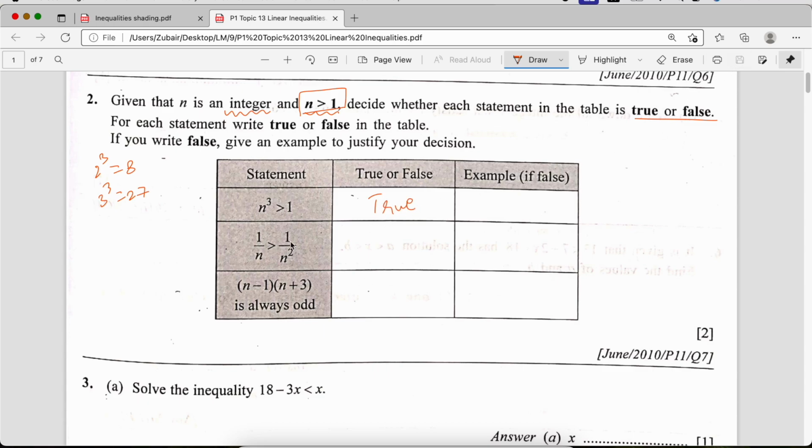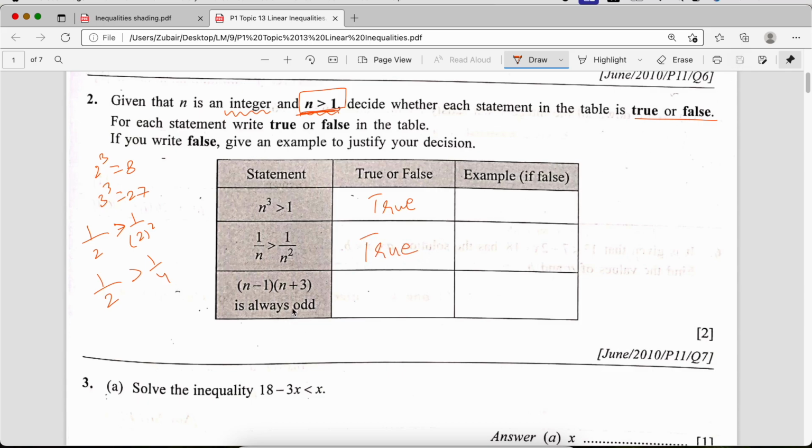Then 1 over n is greater than 1 over n square. So if I just try 1 over 2 is greater than 1 over 2 square, and we definitely know the square number is always going to be more. So it is given this domain. So 1 by 2 is greater than 1 by 4, that's again true.